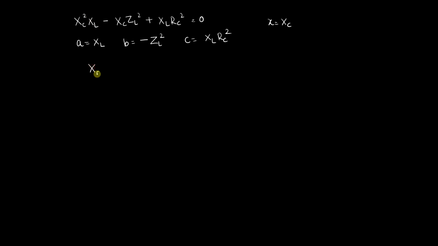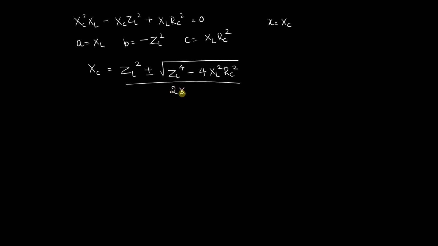So XC will be equal to minus B, so it is plus ZL square, plus or minus the square root of B square. In this case it will be ZL to the power 4 minus 4 into XL square into RC square, divided by 2 times XL. Again, what you need to do is cross multiply these two terms. You will get 2XC XL equal to ZL square plus or minus square root of ZL to the power 4 minus 4 XL square into RC square.